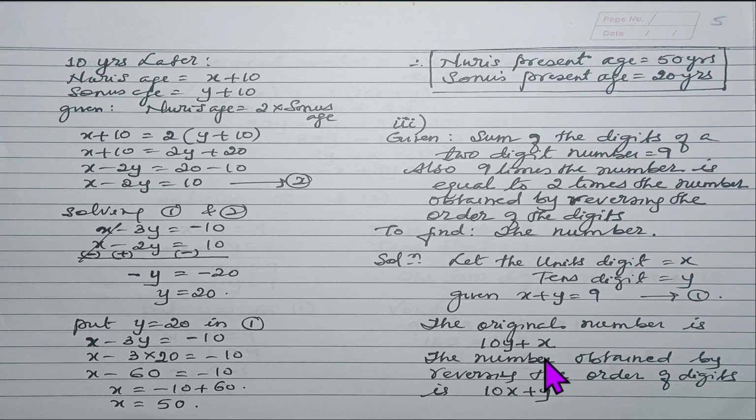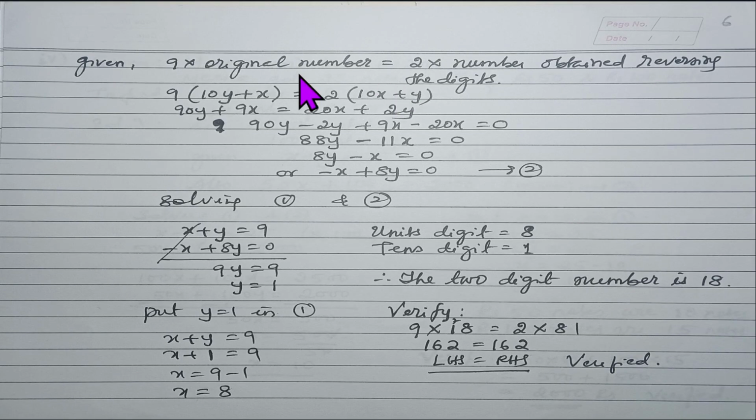Now the number which we obtain by reversing the digits: x goes to y and y goes to x, and therefore it will be 10x plus y, and that is the number which we get by reversing the digits. Again let us understand the condition here. The condition given is 9 times the original number is equal to 2 times the number which is obtained by reversing the digits. So let us apply that here.